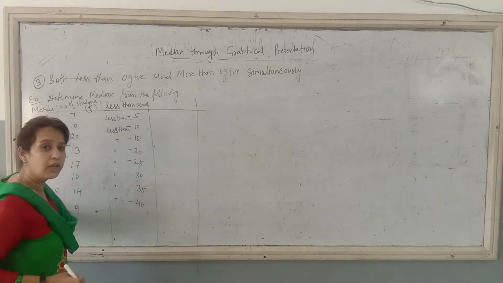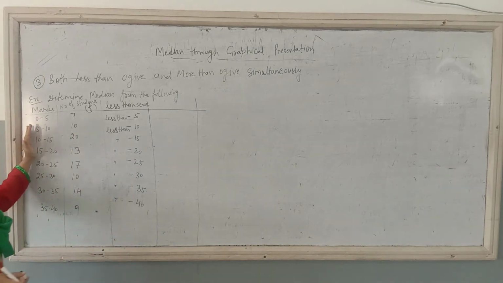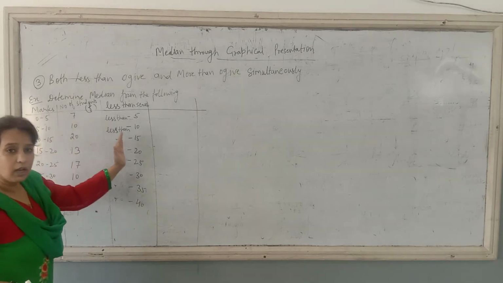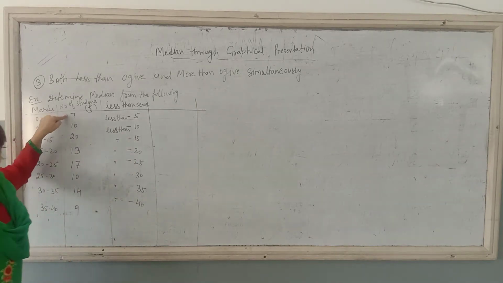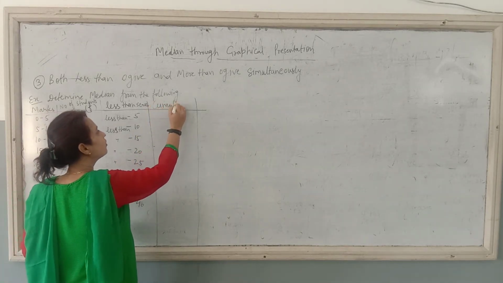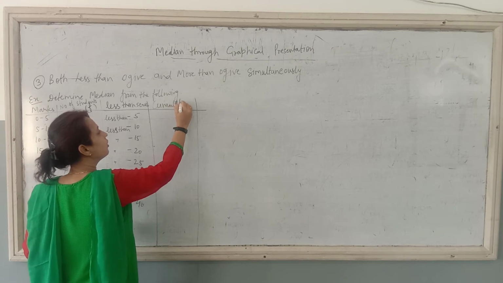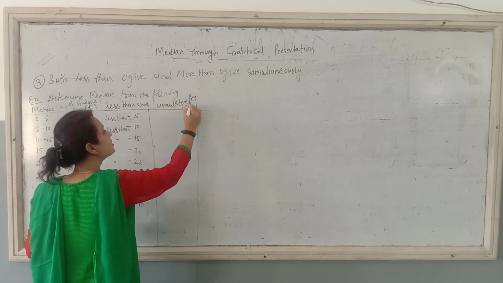Now, for drawing the less than ogive, you have to convert f into CF, it means cumulative frequency. First step, you have to convert the exclusive series into less than series. Second step, you have to convert f into CF, cumulative frequency, which we generally know by the name CF.